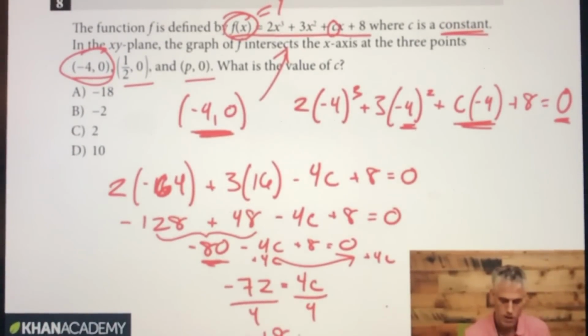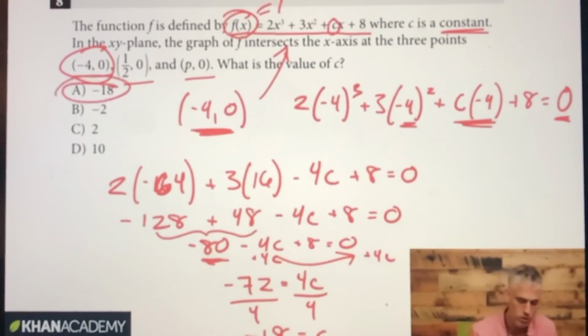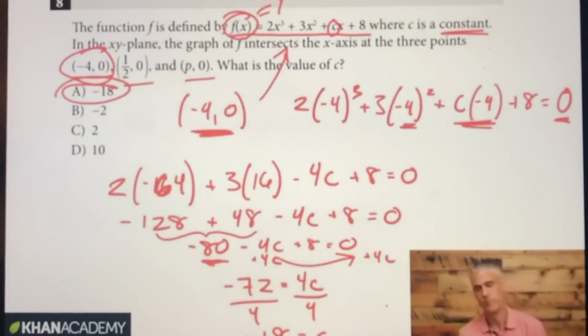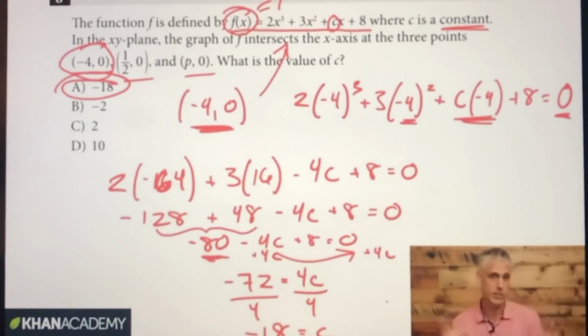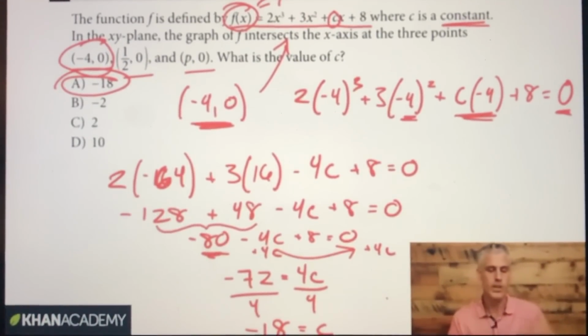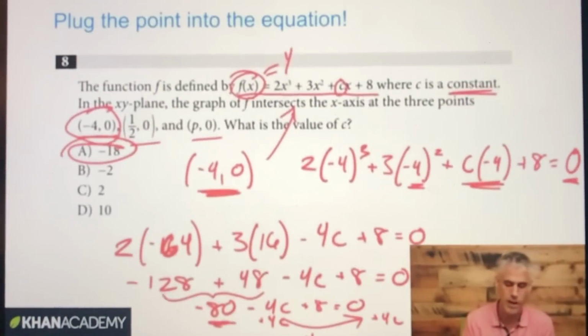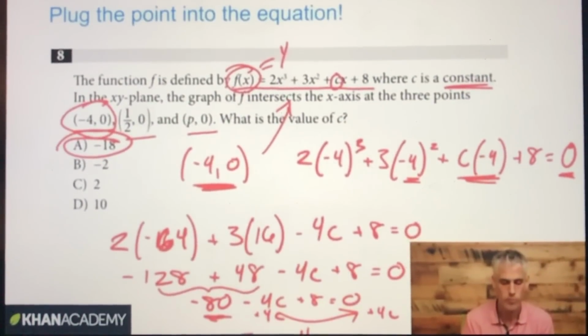-18. Yeah, that's our answer. So it's still a hard question, don't get me wrong. This is a challenging question, but plugging the point into the equation is another kind of plugging in that you can do on the test.